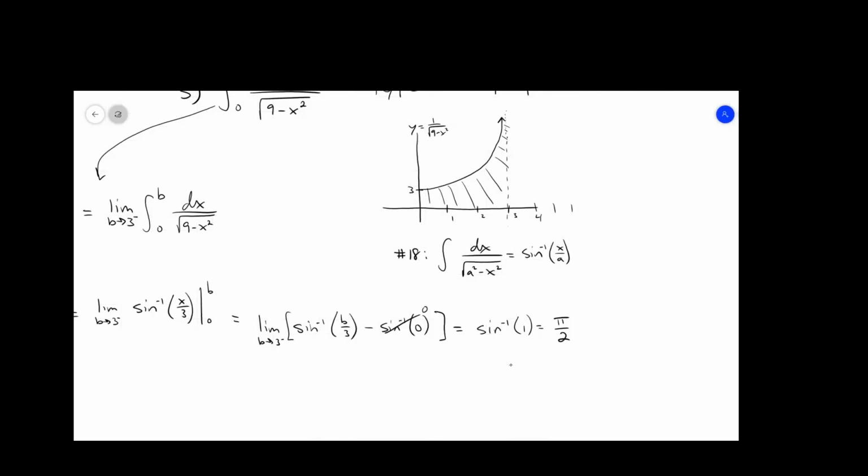So this improper integral, this type 2 improper integral, converges, and the area that I have drawn here, you add it all up, it is equal to pi over 2, strangely enough.